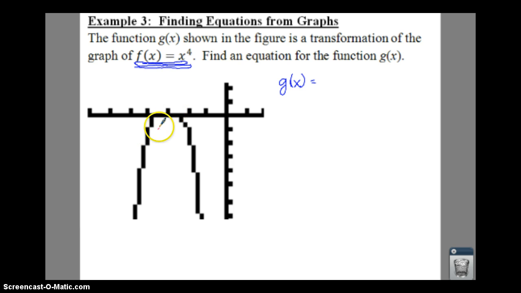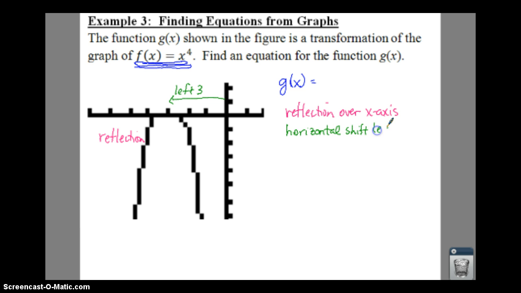We do have something we just looked at. We do have a reflection. Notice this should be going up, but we have a reflection right here. So we have a reflection over the x-axis. That's one transformation of our parent function. We also have a shift to the left, a horizontal shift, left 3. So if we have a horizontal shift, that means our number needs to go inside our parentheses.